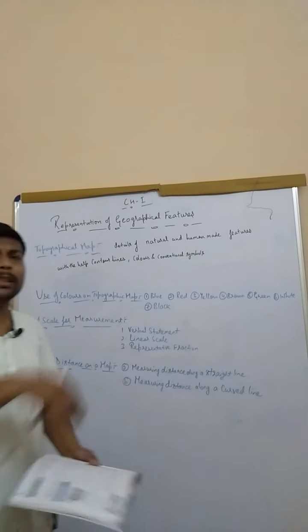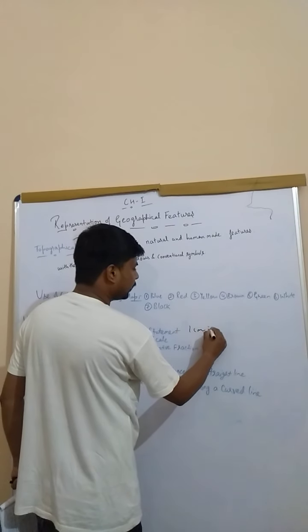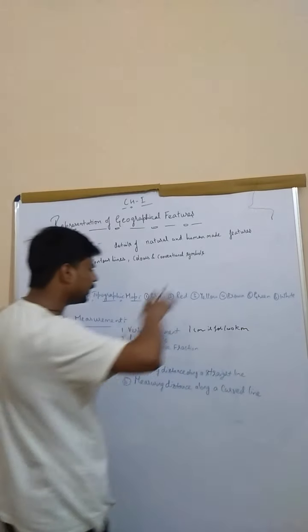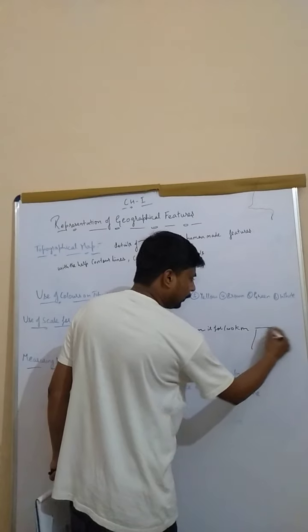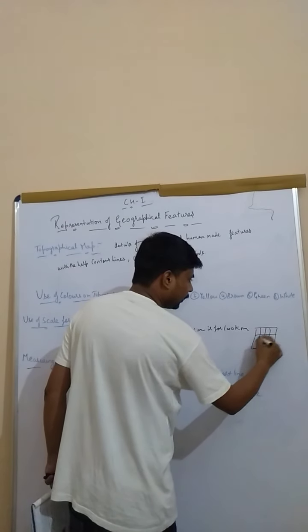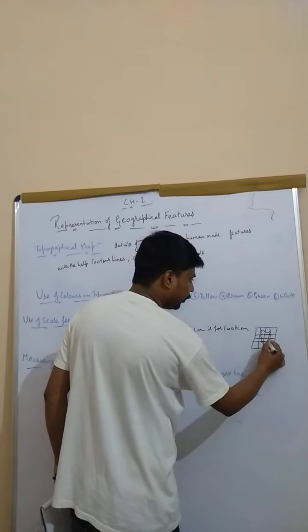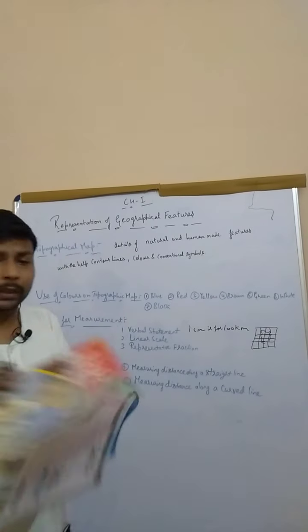The verbal statement is normally written like this: 1 centimeter is for 100 kilometers. It is given in a statement way. In a linear scale, you can see on a map these types of lines being given to you, and then the map is drawn. As you have seen in the map, I'll show you.